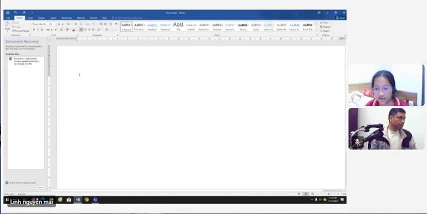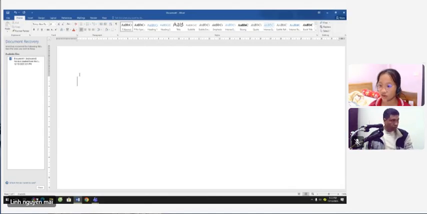So, yesterday we learned about the verb to be in the simple present tense, right? So, today we will continue with the simple present tense, that is the normal verb, or we just call it verb. Okay?